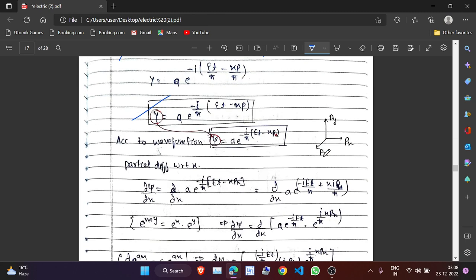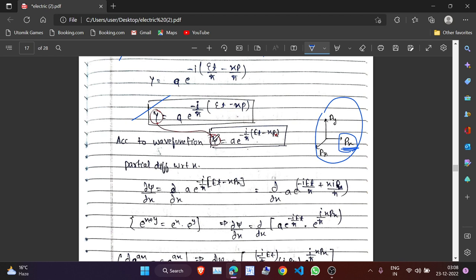So through this basic calculation, we can easily say that y is equal to A e to the power minus i upon h bar into (Et minus xp). According to the wave function, y means displacement. Displacement can be in different dimensions like px, py, and pz. If we discuss the function for any one direction, only one dimension, let's suppose in the x direction, there is px.